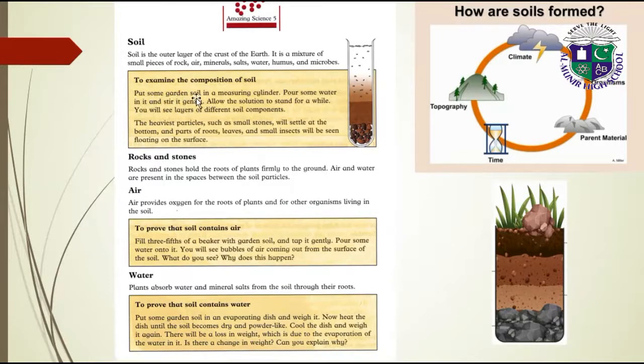Put some garden soil in a measuring cylinder. Look, students, here we have this measuring cylinder. We have to put the garden soil in it, pour some water in it and stir it gently.